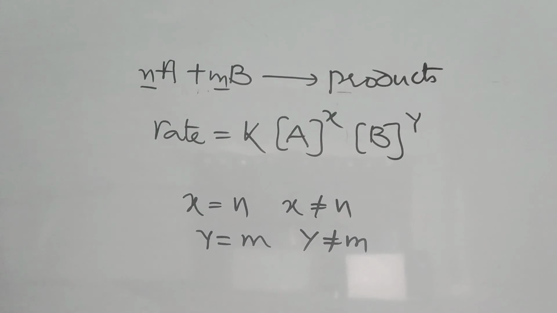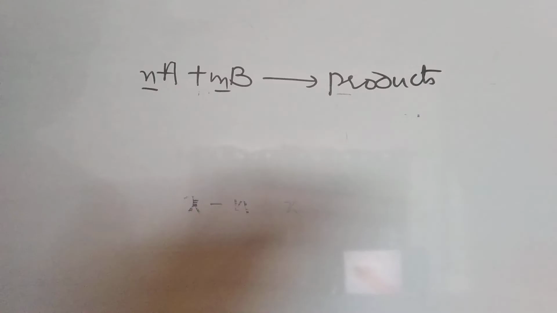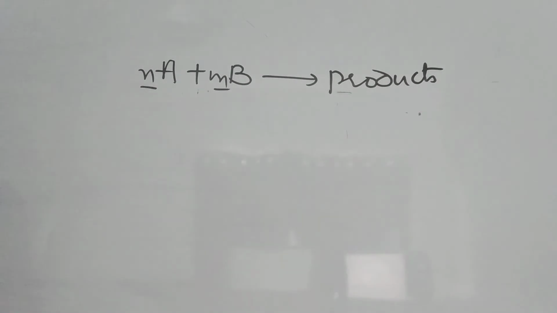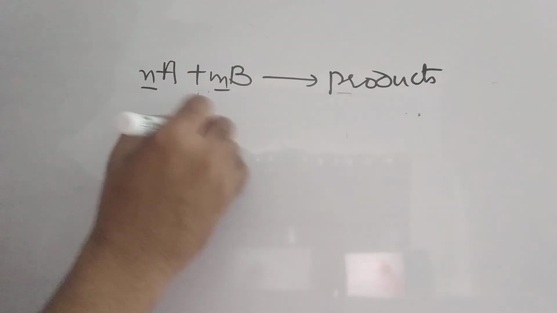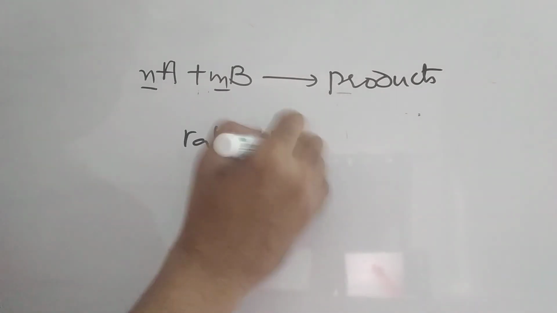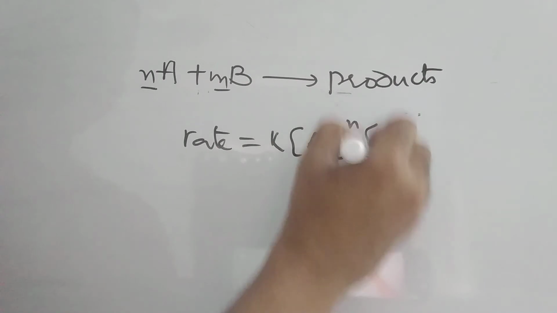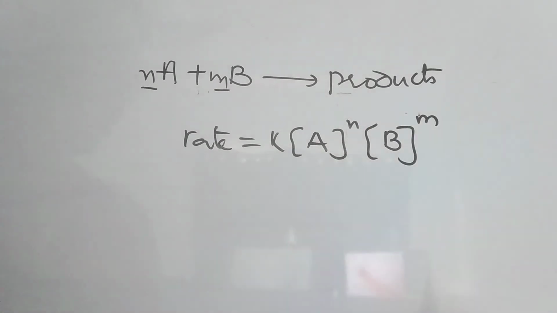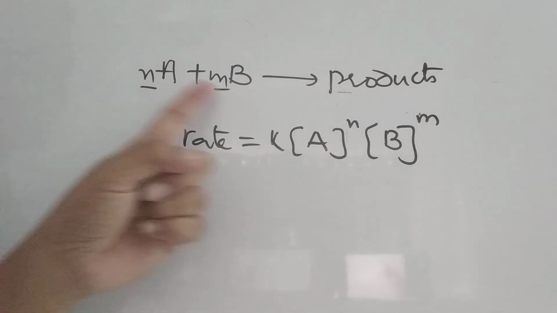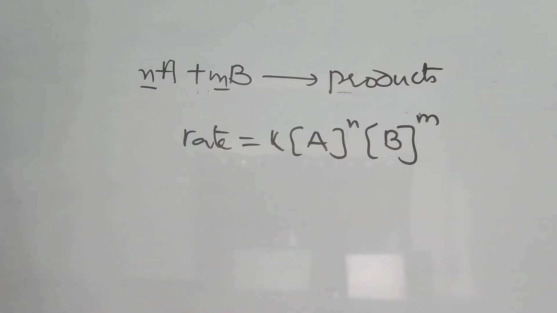Remember that if in the question it is mentioned that it is an elementary reaction, then you can say rate is equal to K into concentration of A to the power n and B to the power m. What is the meaning of elementary reaction? When they mention elementary reaction in the question, the n and m values are nothing but the stoichiometric coefficients only.